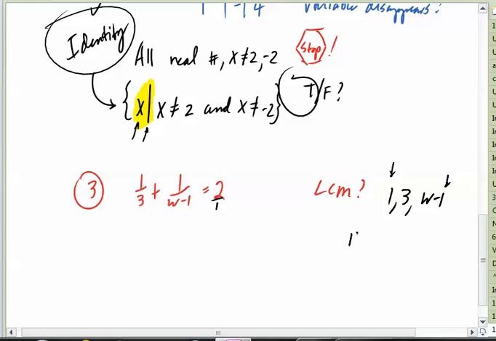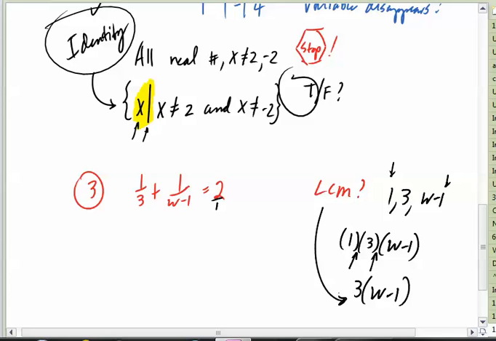So here's what I really need. I need the 1 to be there, I need the 3 to be there, and I need the w minus 1 to be there with multiplication connecting them. Right? But technically I really just need this, right? Because we don't need a 1 times something. So this is my LCM, least common multiple.